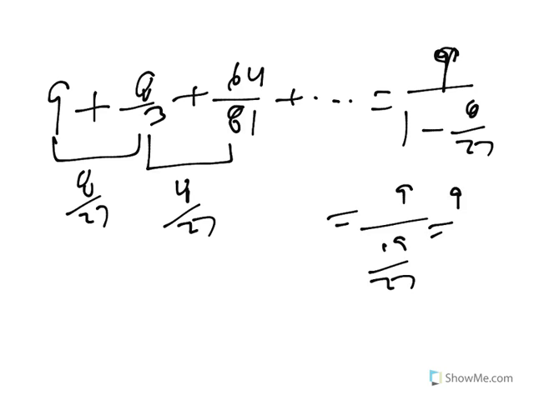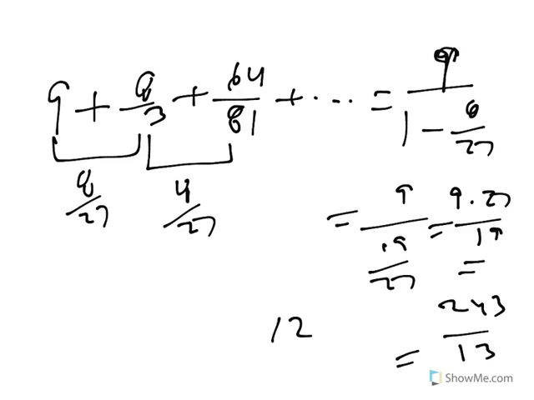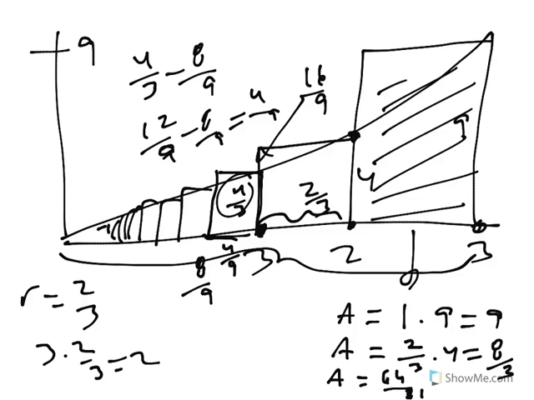So it's a over 1 minus r, where a is 9 in this case, and r is 8/27, which is 9 over 19/27, which is 9 times 27/19, which is 243/19, which is about 12 and 15/19. So that would be the combined area of all these rectangles, which is bigger than the curve itself. In order to get a more accurate answer, I would need r to be much closer to 1. The closer r is to 1, the better my answer is.